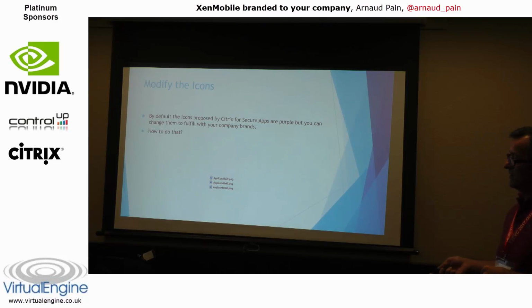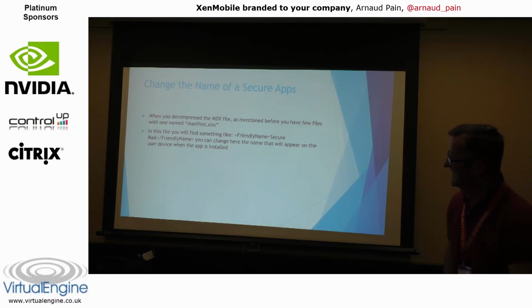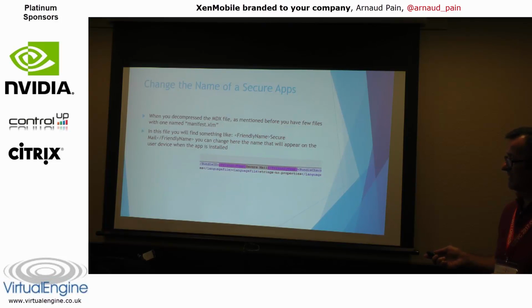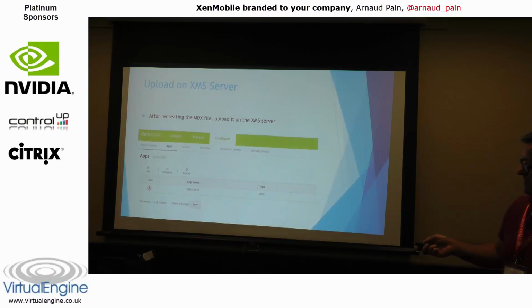So this is the default icon, as I told you. I used this one to have this type of thing in my index file. Very nice. And also for the names, the name of the file is in the manifest.xml file. So you will see something like that with the name, and you can change it. After uploading the file in my store, I see my icon and the name I provided.